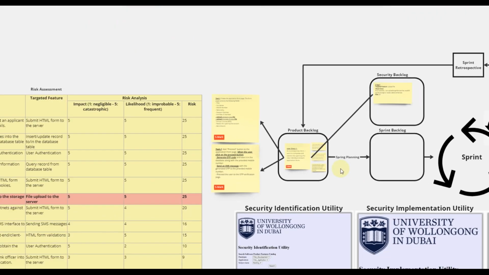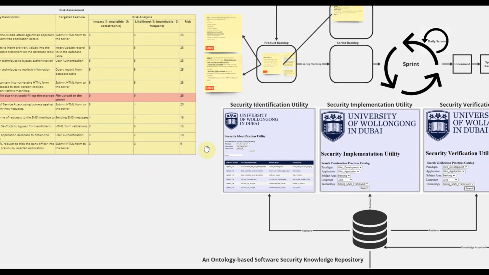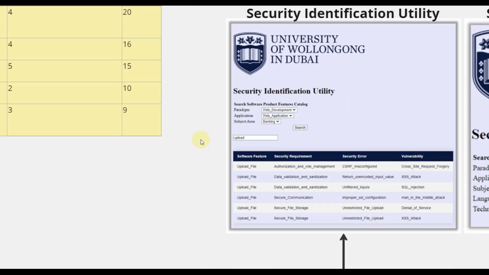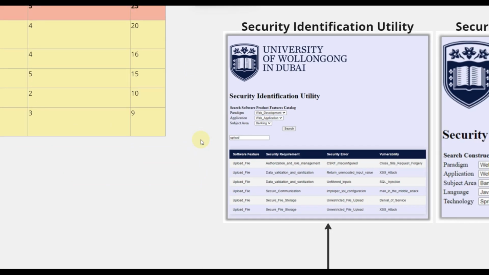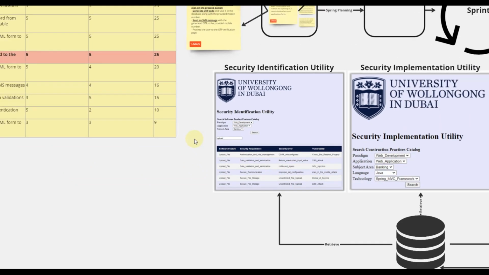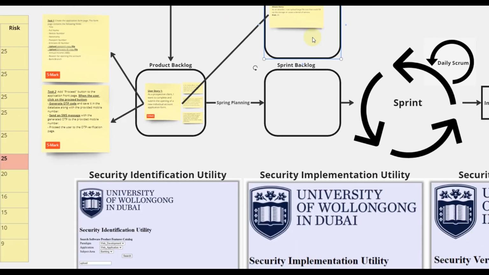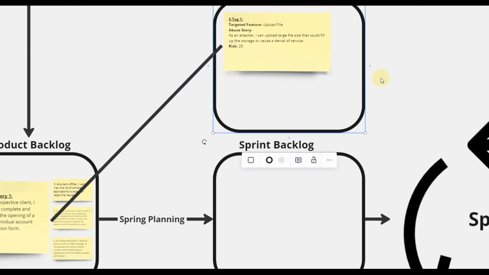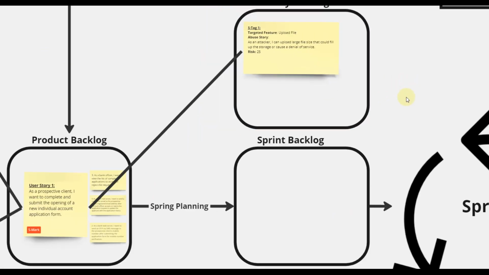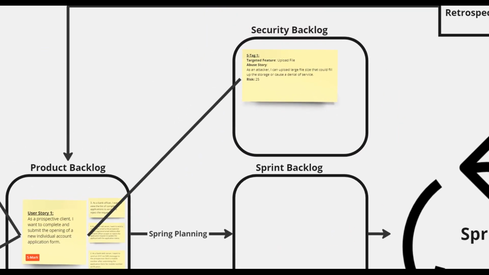Once essential features are determined, the team accesses the security identification utility to search for the software features, identify the associated security requirements, and determine the potential risks of implementing these features. The identification utility helps propose security-related user stories like abuse or misuse cases. For instance, a file upload feature to upload a client identification document like a passport document copy, which the bank requires, has a security requirement which is secure server file storage from unrestricted file upload vulnerability, which exposes the threat of denial of service attack by uploading a huge file size to consume the server resources.